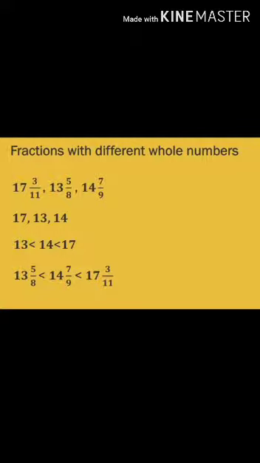Now let's see scenario 2, where the fractions have the same whole numbers. To explain this scenario, I have taken the following fractions: 11 and 5 out of 6, 11 and 4 out of 5, 11 and 9 out of 10. What we have noticed in this case is that all the whole numbers are the same, so we can't compare them, right? Because they are equal. So we are left with our proper fractions, and we will compare them.